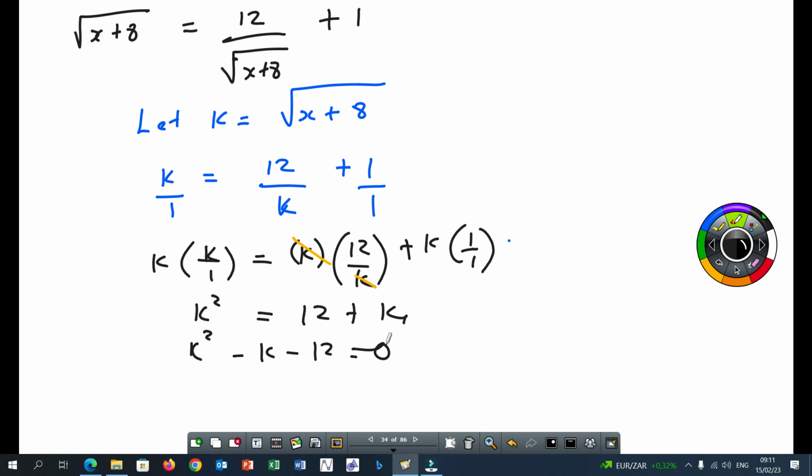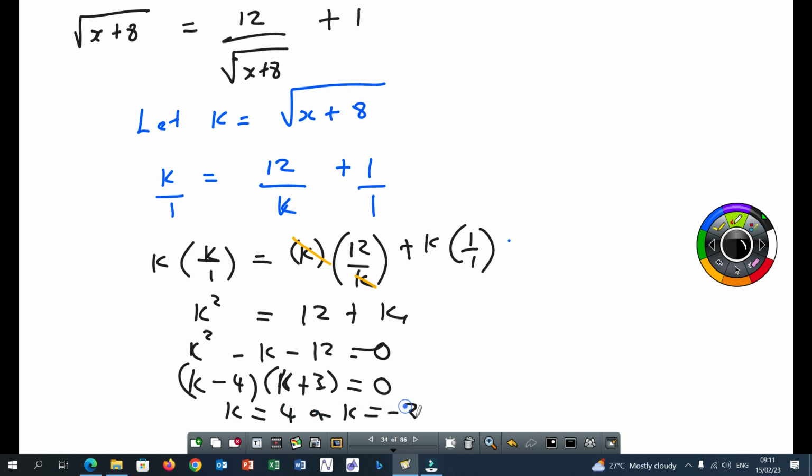Imagine. So they have to be proud of you. So this will be k minus 4 times k plus 3. Okay. Then we'll get two values here, k equal to 4 or k equal to minus 3.